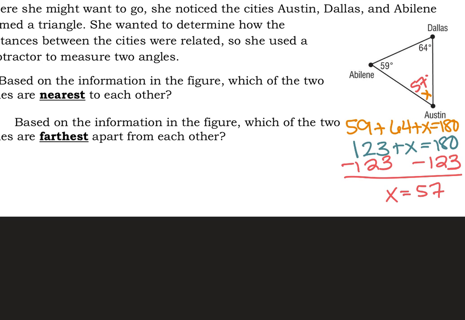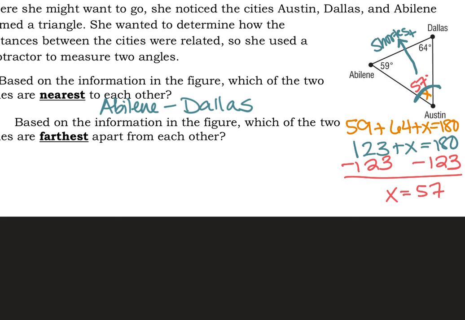Now, they want to know what cities are nearest. Are we looking for the shortest or the longest distance between the cities? The shortest. So that should be across which angle? The smallest one. So since 57 is the smallest angle, the shortest distance should be across. So this is the shortest. What's the shortest distance between what two cities? Abilene and Dallas. All right, so here we're going to put Abilene to Dallas.